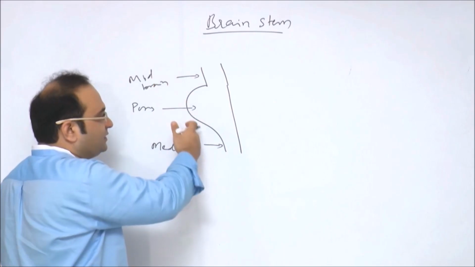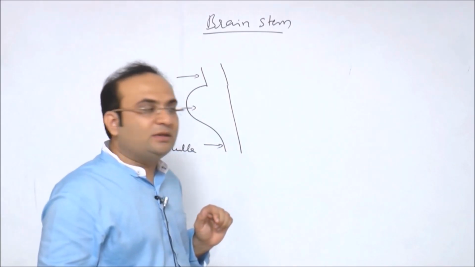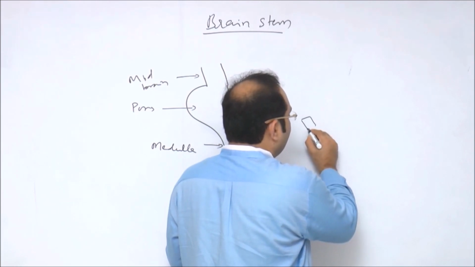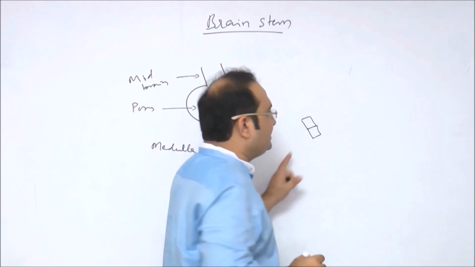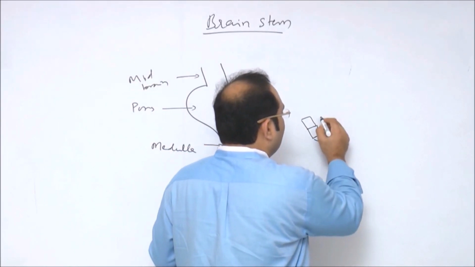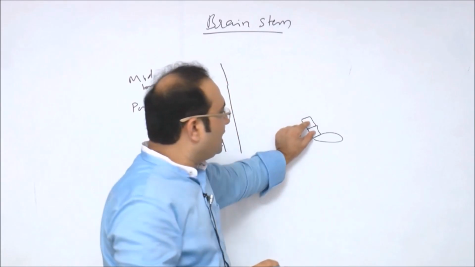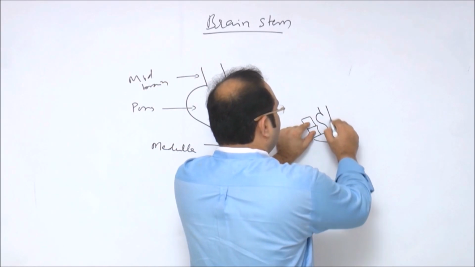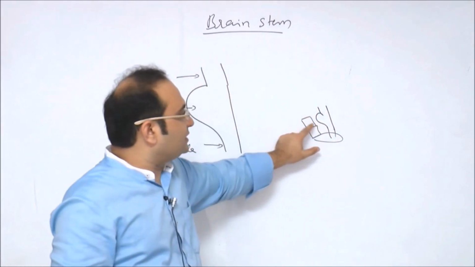The ventral surface of the brainstem is located on the clivus. If you take the posterior cranial fossa, two bones articulate to form the clivus. That is the basisphenoid and the basiocciput, and there will be the foramen magnum. The basisphenoid and basiocciput articulate with each other, and that part is called the clivus. So the brainstem is located just on the clivus.